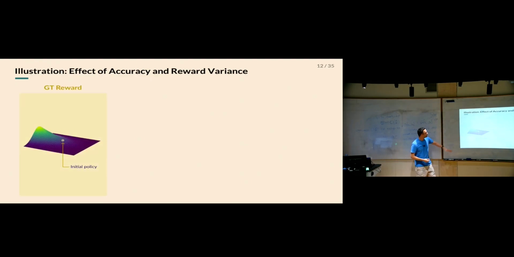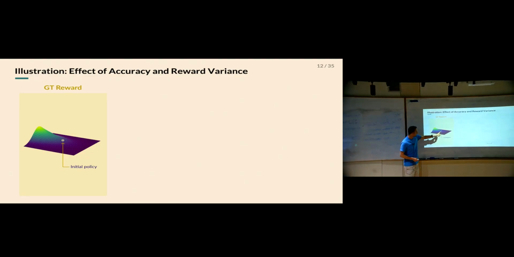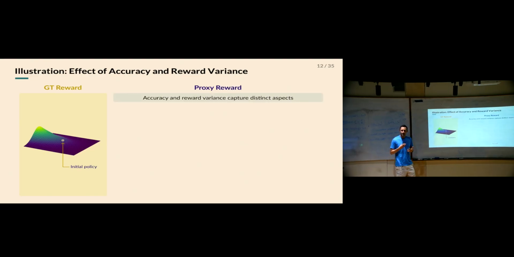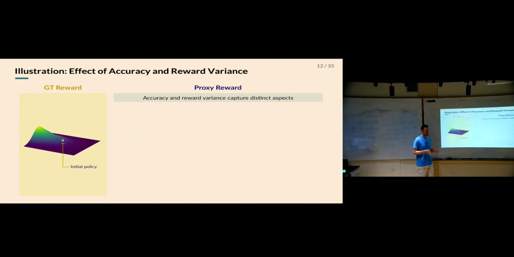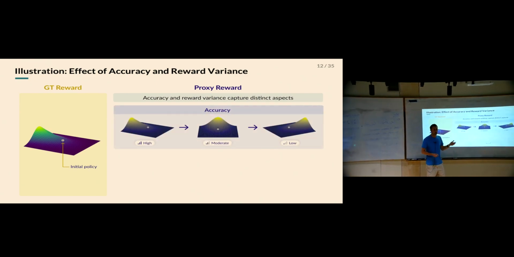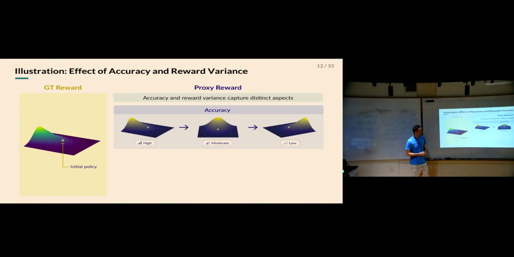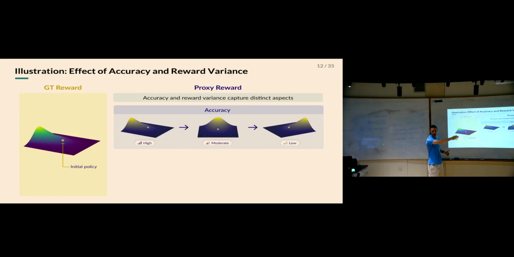So on the left, what you see here is the ground truth reward function. This is what we want to maximize. And we start from this gray dot here. This is the initial policy. To maximize it, we need to go to the top left. Now for the proxy reward function, accuracy and reward variance capture distinct properties. Accuracy roughly translates to how well the reward function agrees with the ground truth on which directions are good. If it is very accurate, it will also tell us to go to the top left, which is great. But if it is inaccurate, it may tell us to go in some other direction, which is actually poor under the ground truth. And this is what can lead to reward hacking.